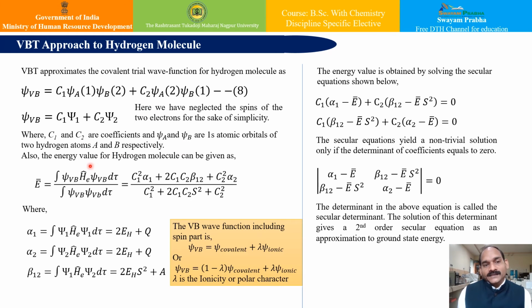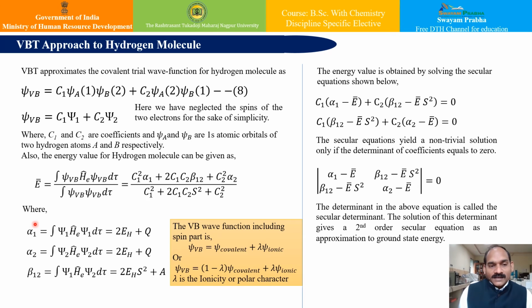Now also, the energy value of the hydrogen molecule can be found out with this particular weighted average energy expression. This we have seen from the postulates of quantum mechanics. And if I substitute the values of this particular wave function and take the help of the overlap integral, exchange integral, and the integrals that we have seen in our last lecture, we get this weighted average energy in this form. And these particular integrals, the overlap integral and exchange integral, give this kind of form.